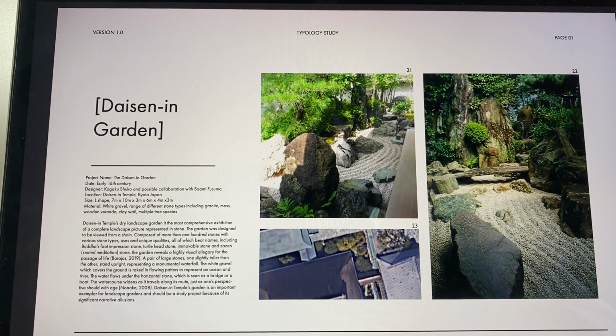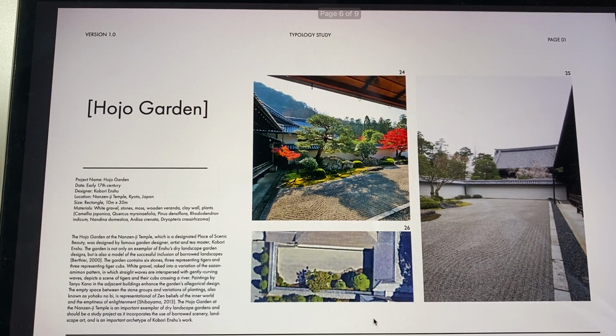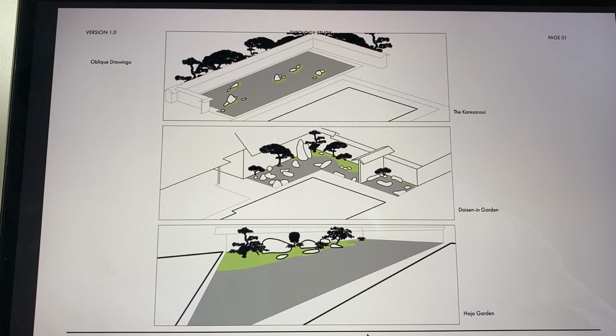So it's interesting. And the Hojo Garden, which is in the Nanzenji Temple in Kyoto, uses what's called borrowed landscape. So the landscape, including the mountains and the trees behind the garden, is quite significant. And it also has a nature allegory of a tiger and cubs crossing a river. In the sketches of the gardens, you can see that the walls are adjacent to temples, these darker lines, and there's a sparse use of greenery.